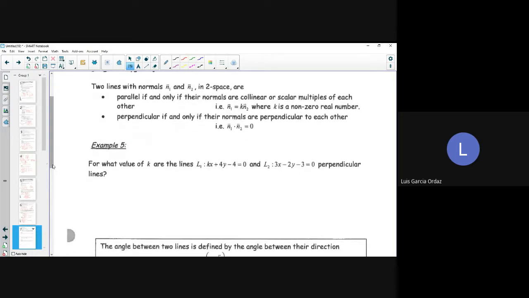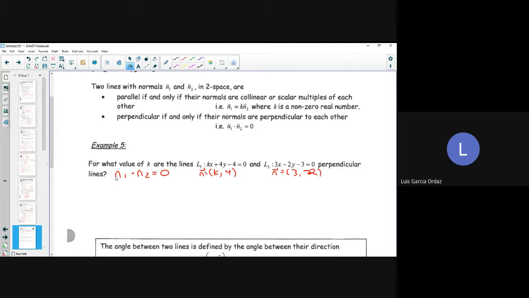So for what value of k are line 1, kx + 4y - 4 = 0, and line 2, 3x - 2y - 3 = 0, perpendicular lines? So I need to prove that the dot product of n1 and n2 gives me 0. In line 1, my normal vector is going to be (k, 4). In line 2, my normal vector is going to give me (3, -2). That just looked very good.